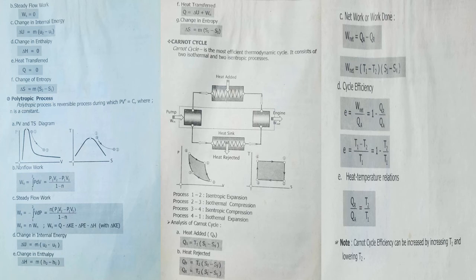Okay, again, we have here the highest efficiency cycle. We have Carnot cycle. Is the most efficient thermodynamic cycle. It consists of 2 isothermal and 2 isentropic process. Dalawang isothermal process or constant temperature at dalawang constant entropy process.